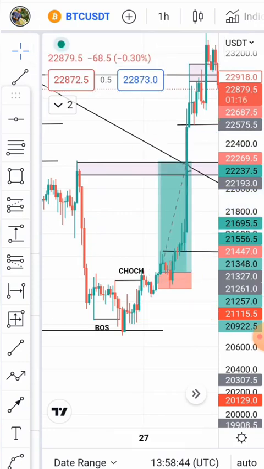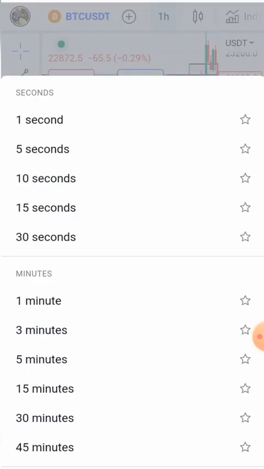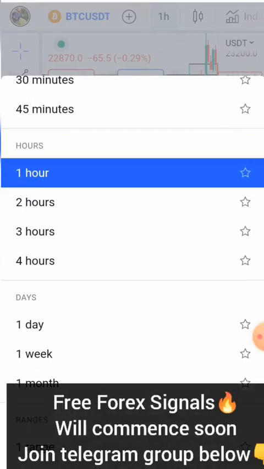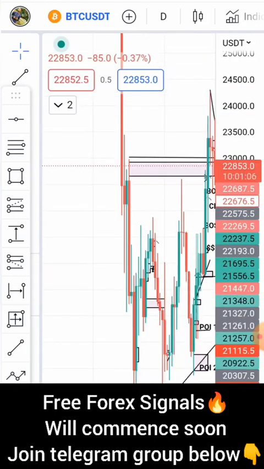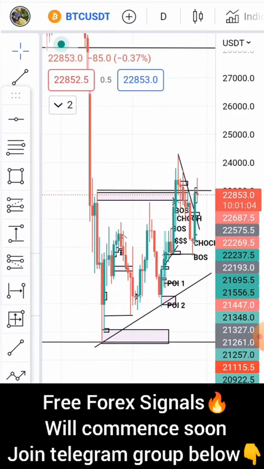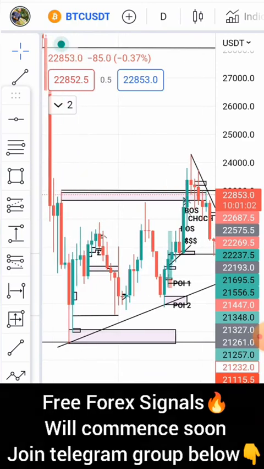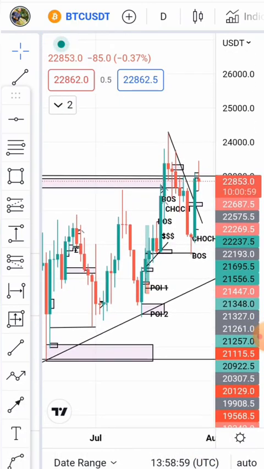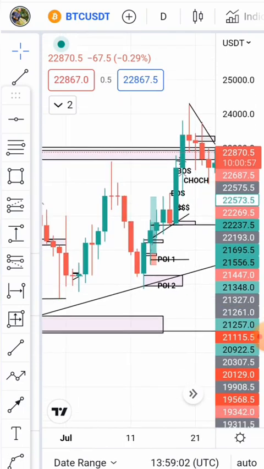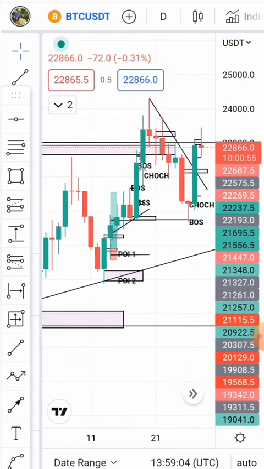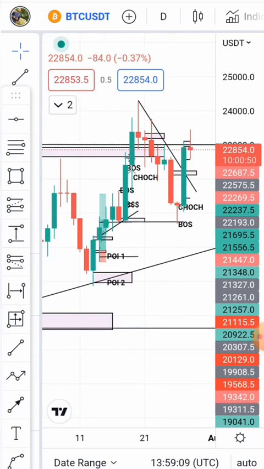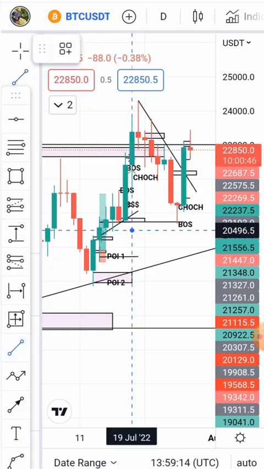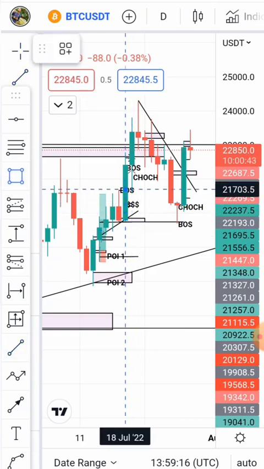I'll start from the daily time frame to make my analysis. Then you find out why I took that trade. On the daily time frame, right at the point where I took the trade, this is it here. We had a daily order block here. You can see it. This is a daily order block.